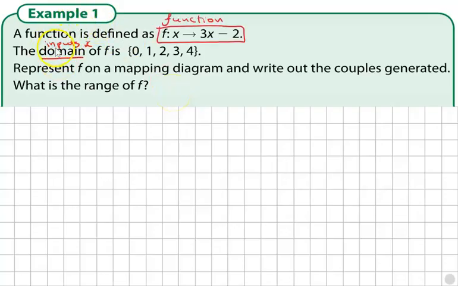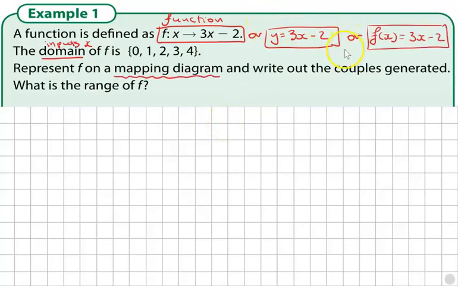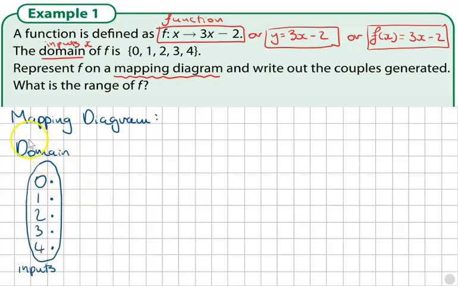So our domain, our inputs, are our x values, and our function is f of x maps to 3x minus 2. Or we could say y is equal to 3x minus 2. Or we could say f of x is equal to 3x minus 2. They all mean the same thing. So we're going to draw a mapping diagram. In our mapping diagram, we have our domain. So our inputs are 0, 1, 2, 3, 4.